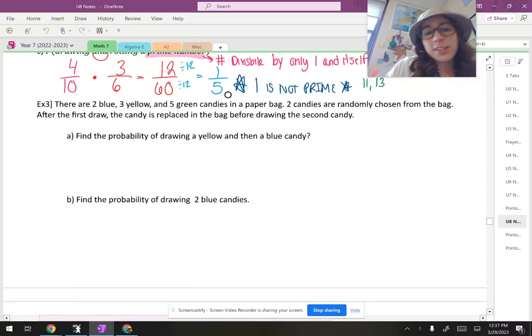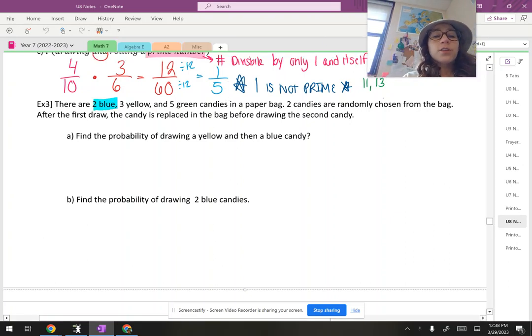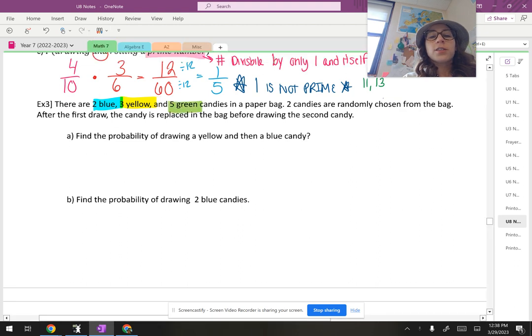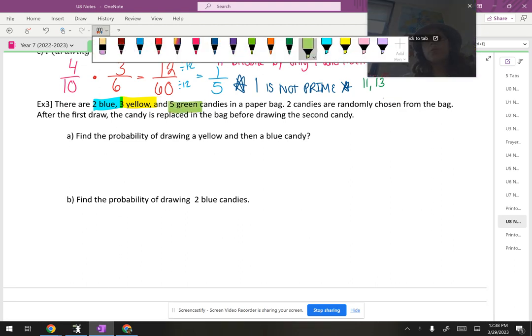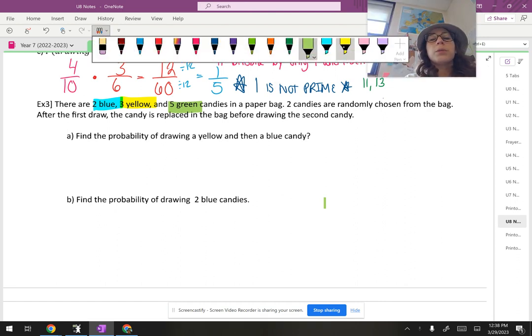All right, so taking a look at this last example for 8-8. There are 2 blue candies, 3 yellow candies, and 5 green candies in a paper bag. 2 candies are randomly chosen from the bag. After the first draw, the candy is replaced in the bag before drawing the second candy.